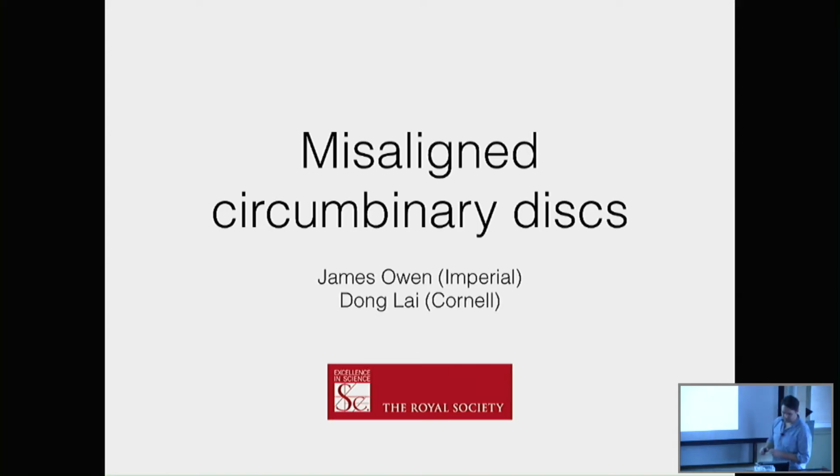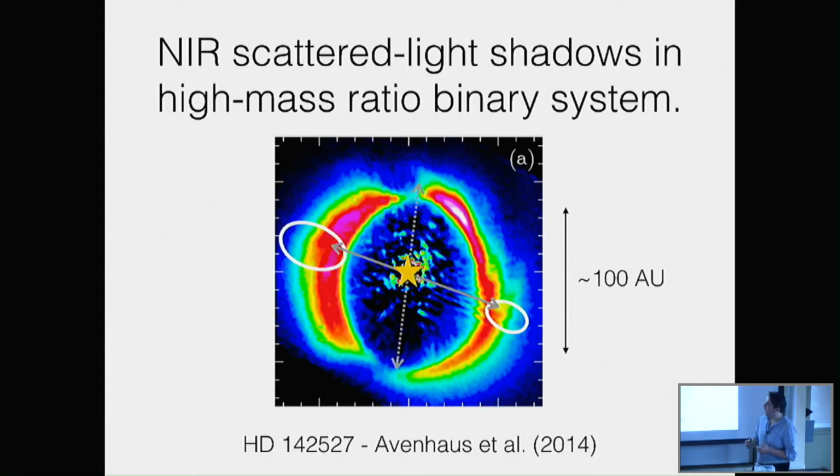So yes, I'm going to talk about misaligned circumbinary disks, and like many problems in the protoplanetary disk field, it started with a recent observation. This is a new-ish observation, from 2014, of a protoplanetary disk, and I'll go into more detail of why it's a binary system.